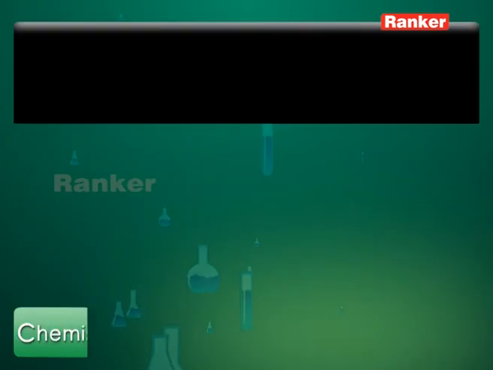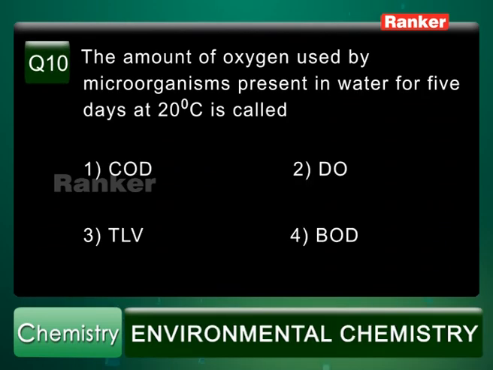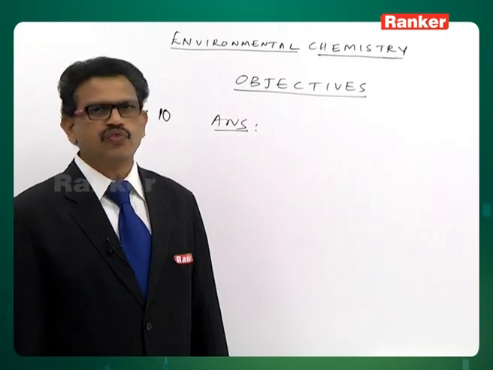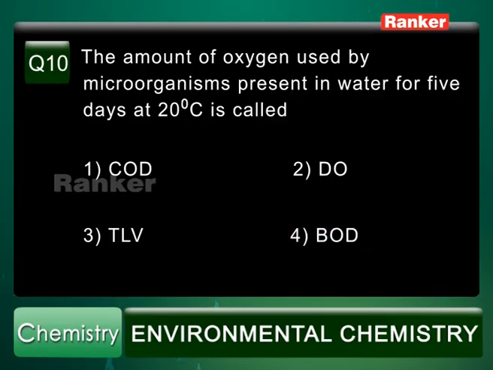Question number 10. The amount of oxygen used by microorganisms present in water for 5 days at 20 degrees Celsius temperature is called, just now we discussed. Options given like this. Number 1, chemical oxygen demand, COD. Number 2, dissolved oxygen. Number 3, threshold limit value. Number 4, biochemical oxygen demand. So we can go for answer 4, that is biochemical oxygen demand.